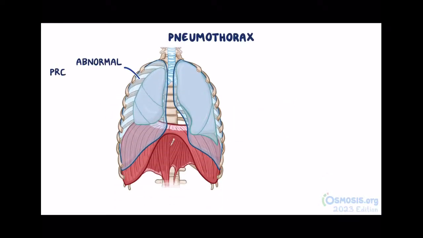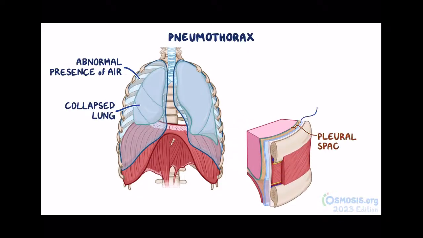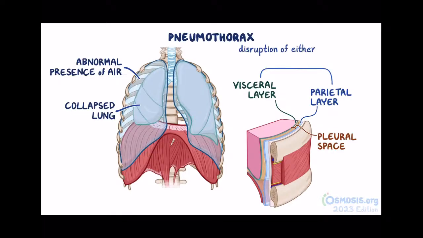Pneumothorax refers to an abnormal presence of air within the pleural space that can result in a deflated or collapsed lung. The pleural space has a parietal layer, which lines the chest wall, and a visceral layer which lines the parenchyma of the lung. Disruption of either of the pleural layers can allow air to enter the pleural space.